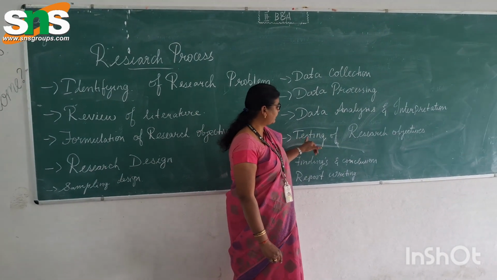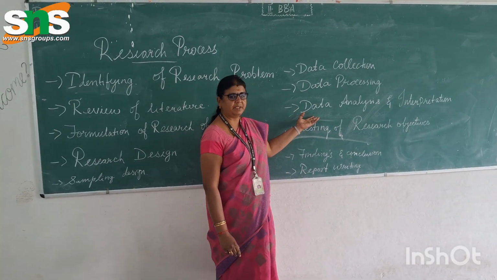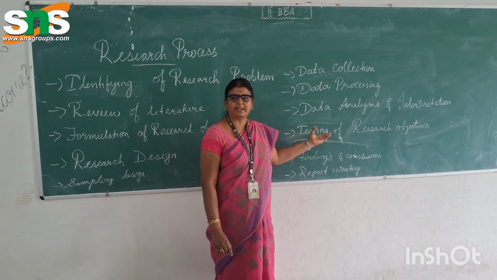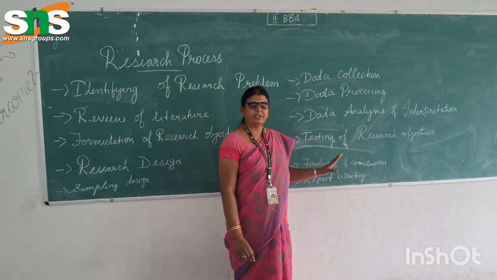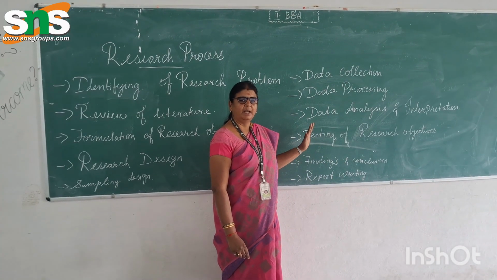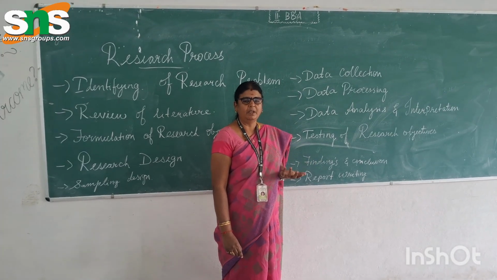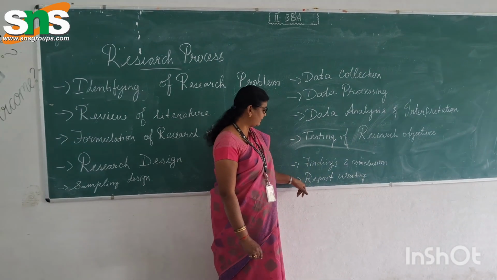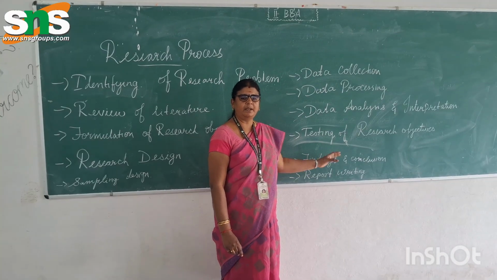The next one is testing of research objectives. After the interpretation, we have to test the hypothesis. Hypothesis testing is nothing but accepting or rejecting. The next one is findings and conclusion. Based on the problems, we find the conclusions and the solution, which will support the problem identification, and we provide a solution to the particular set of tables. The next one is report writing. What we have done is written up as a report.